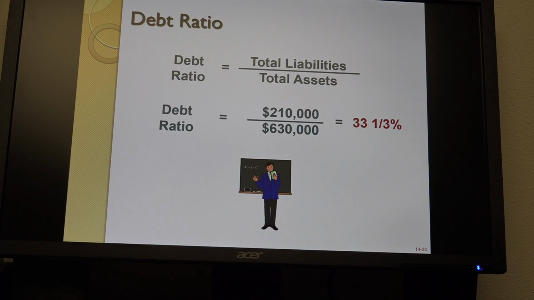This number, unlike the first two ratios we looked at, those first two ratios, you want to have a higher number, okay? Here, it's just the opposite. You want to have a low debt ratio. You want fewer liabilities to total assets. The lower the number, the better.